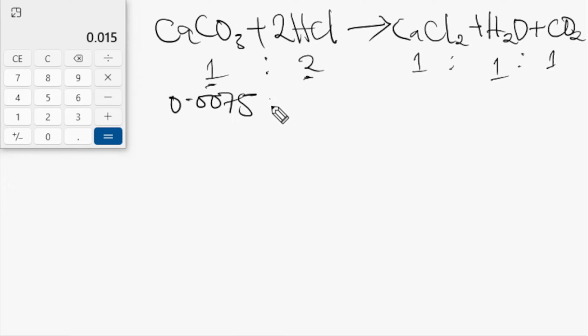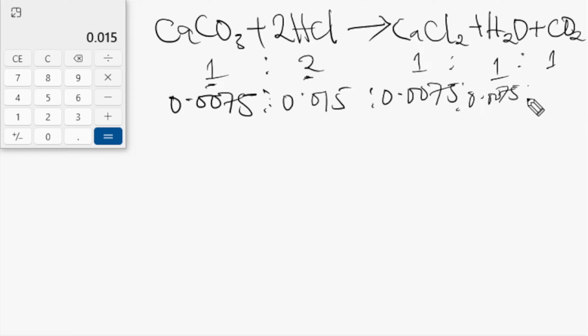That's 0.015, and guys, all these other ones will be 0.0075, 0.0075, 0.0075. So guys, that's the distribution of the number of moles here. So guys, this will make it easier for us here.